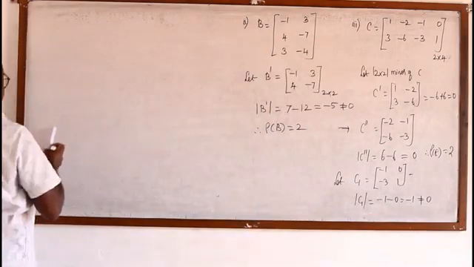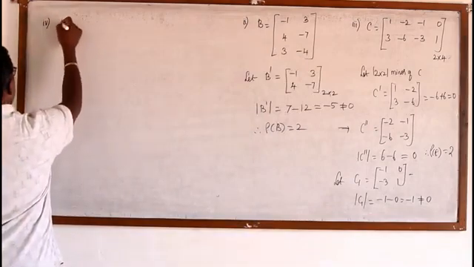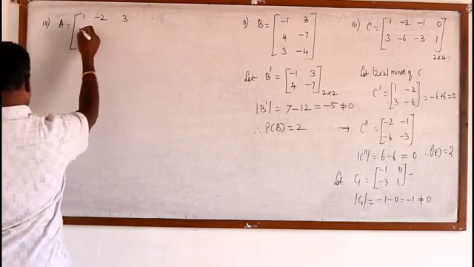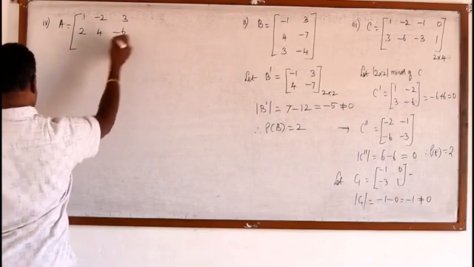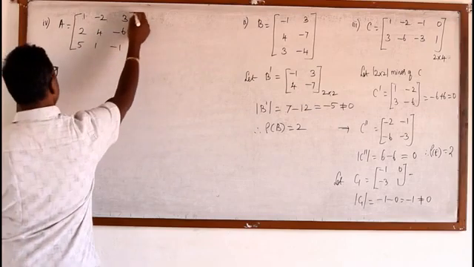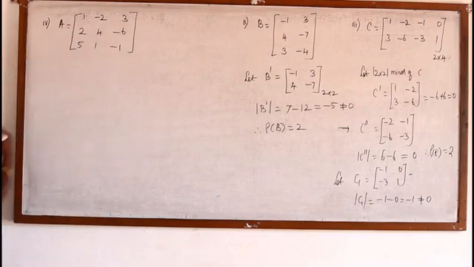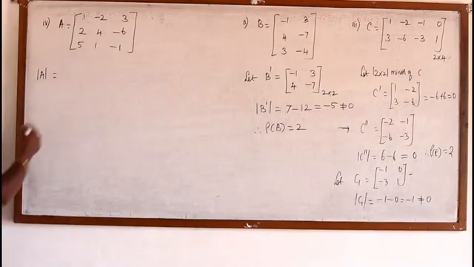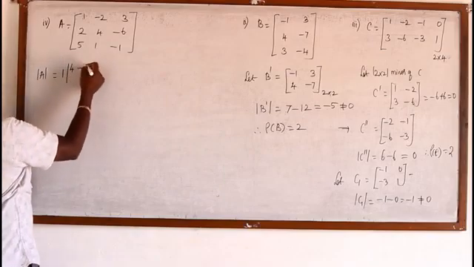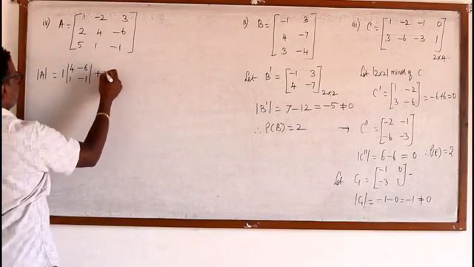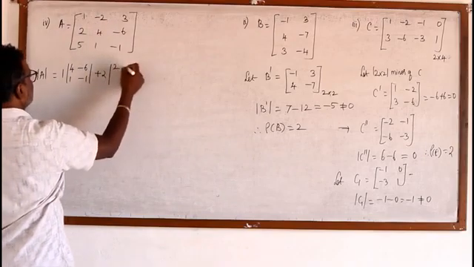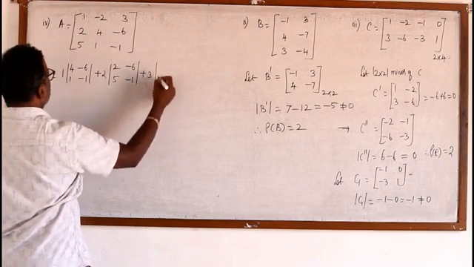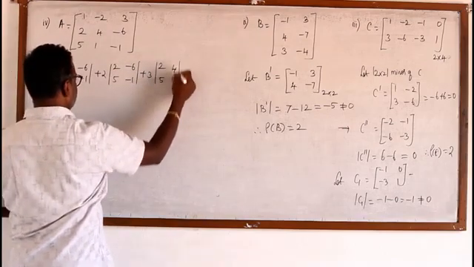Now we shall go for problem number 4, let A equal to 1 minus 2, 3, 2, 4 minus 6, 5, 1 minus 1. Since it is a square matrix, let me find the determinant straightaway. So it is 1 into 4 minus 6, 1 minus 1, plus 2 into, omitting the row and column, 2 minus 6, 5 minus 1, plus 3 into 2, 4, 5, 1.